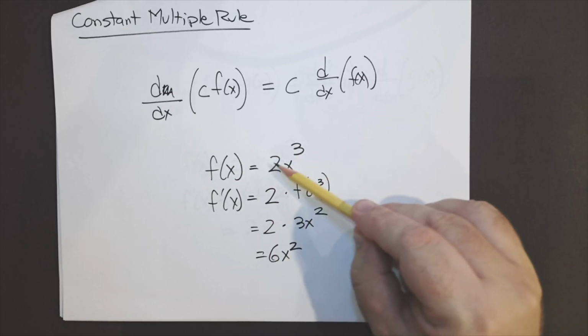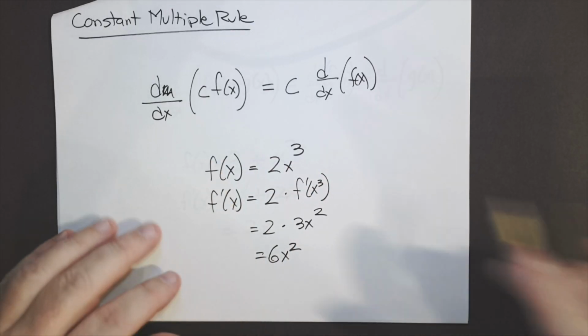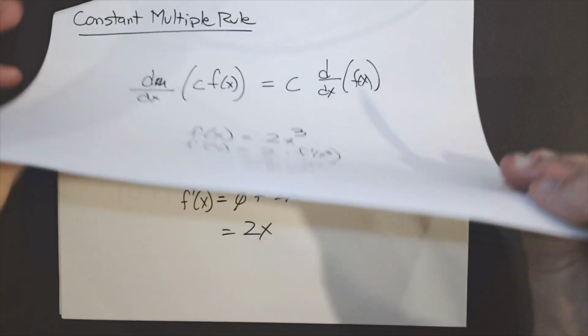So this comes down and multiplies by whatever's there. Again, it can be negative numbers. It can be fractions. It doesn't matter. Just that process of bringing that down. Okay.